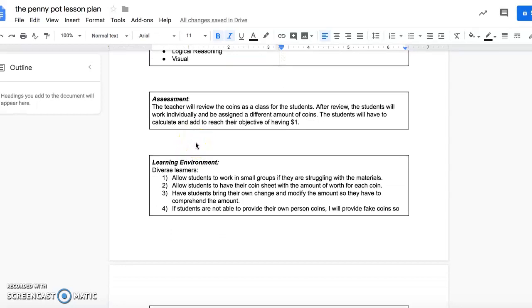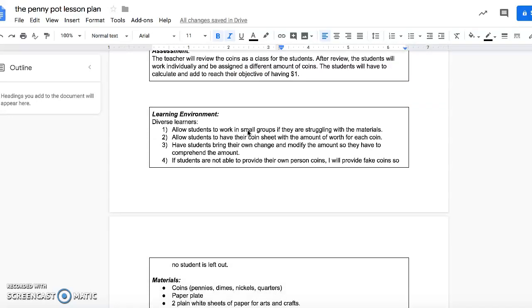For the assessment, the teacher is going to review as a class what each coin represents. For example, a penny is 1 cent, a dime is 10 cents, a quarter is 25 cents, and a nickel is 5 cents. So the students will have a quick review before beginning this lesson plan to refresh their memory and have an easier time with the lesson.